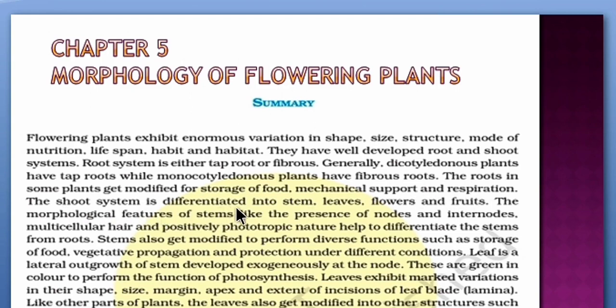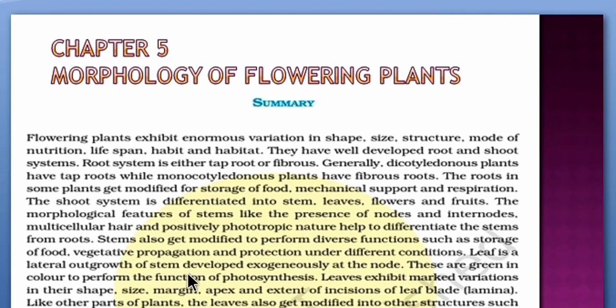The shoot system is differentiated into stem, leaves, flowers and fruits. The morphological features of stems, like the presence of nodes and internodes, multicellular hair and positively phototropic nature, help to differentiate the stems from roots. Stems also get modified to perform diverse functions such as storage of food, vegetative propagation and protection under different conditions.